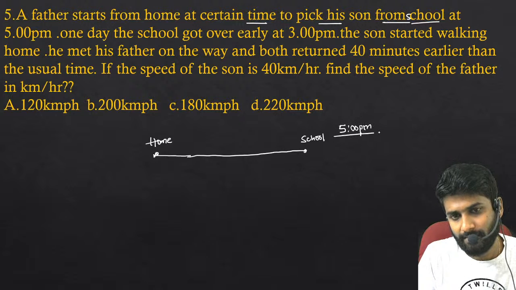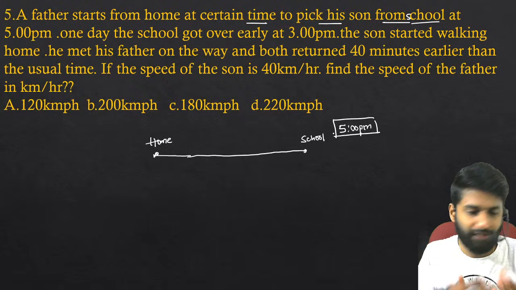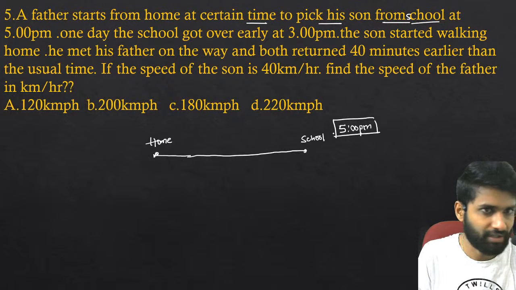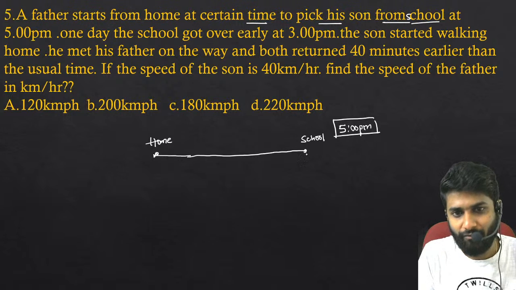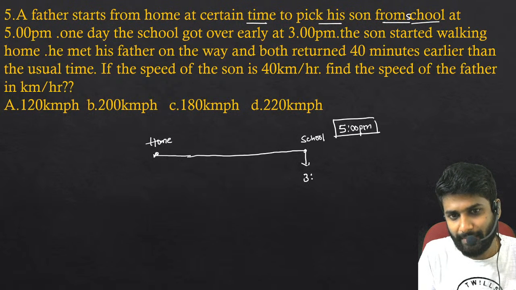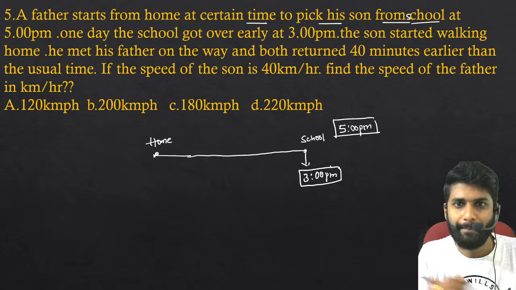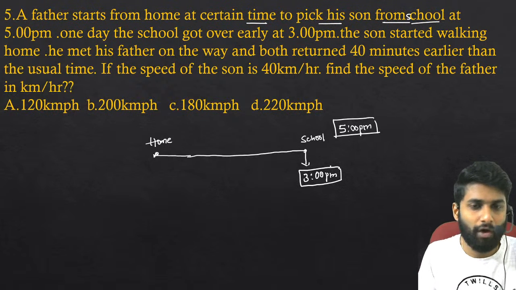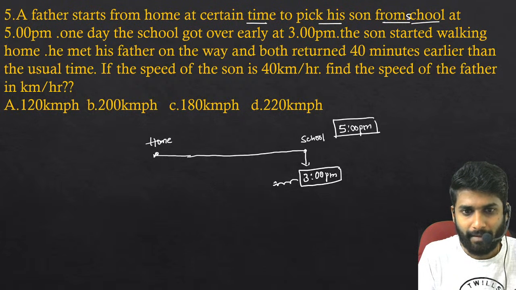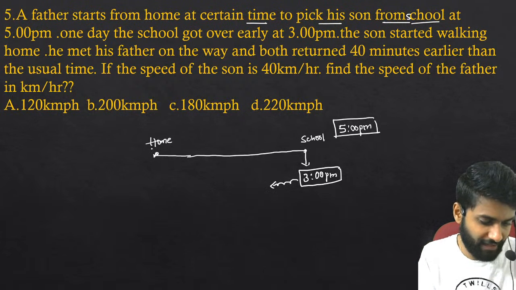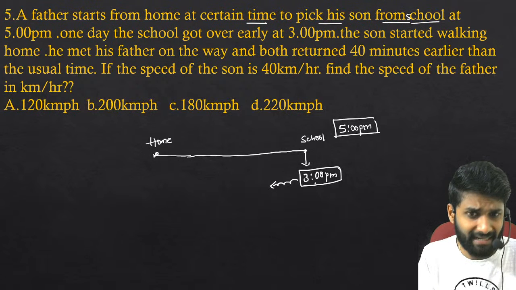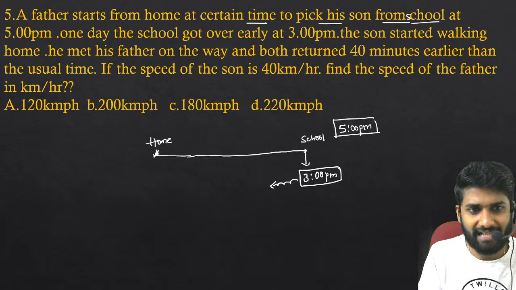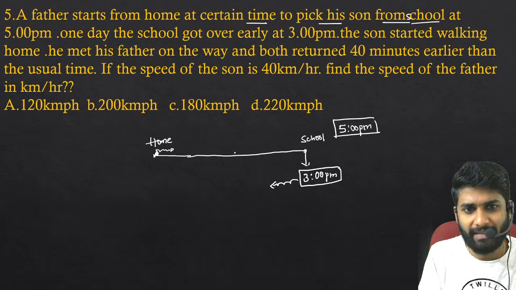But we don't know at what time the father starts from home. One day, the school got over earlier, at 3 p.m. And the son starts walking home. But we don't know the further information. One particular day, the school was completed at 3 p.m., and the father starts at the usual time, and both persons meet at a certain time.